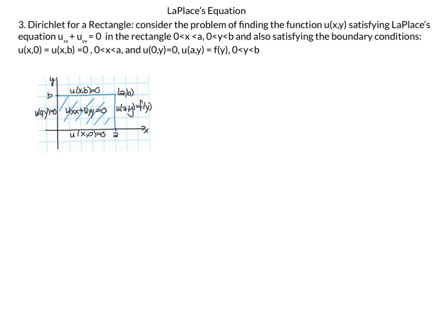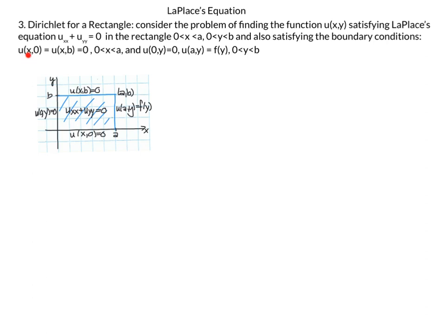So we will start with the Dirichlet problem on a rectangle, and that is we consider the problem of finding the function u of x, y that satisfies Laplace's equation, which here is u second partial derivative with respect to x plus u second partial derivative with respect to y equals 0. And we're looking on a rectangle where x goes between 0 and a, and y goes between 0 and b. And we have boundary value conditions. For this first example problem, these are the boundary values we're going to have. Other problems will have other boundaries.